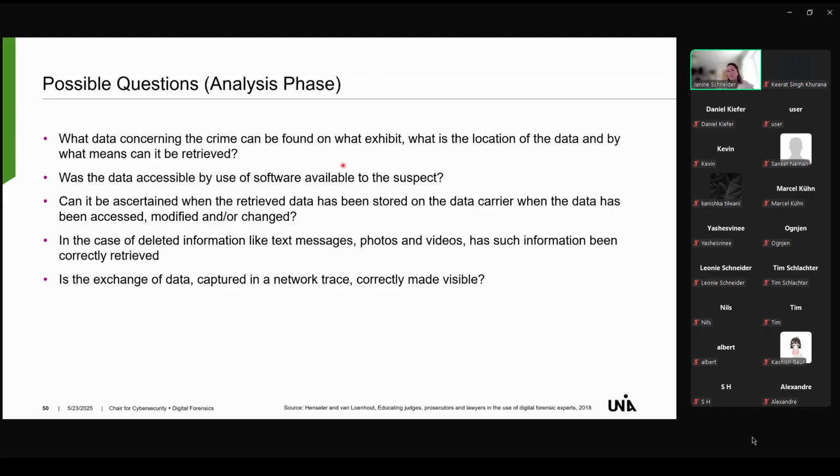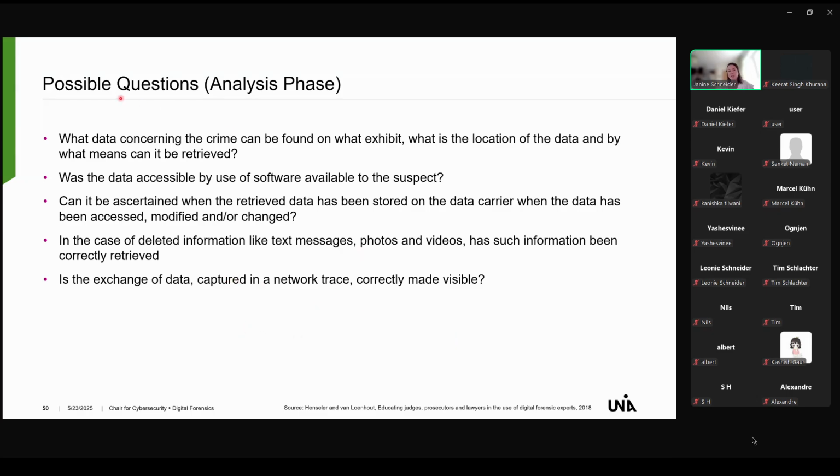In the analysis phase, you might get asked what data concerning the crime can be found on what exhibit, what is the location of certain data and what does it mean, was the data accessible by the use of software available to the suspect.